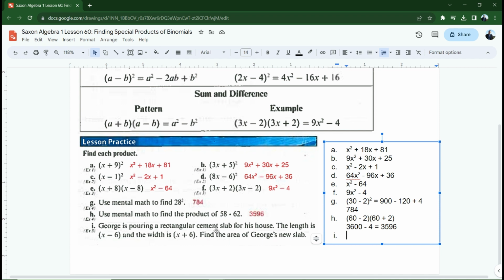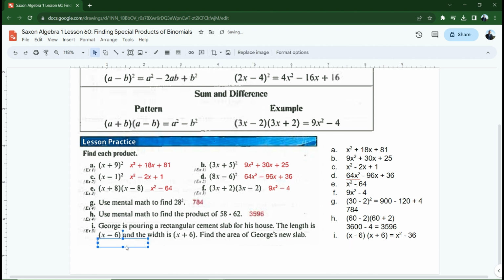George is pouring a rectangular cement slab for his house. The length is x minus 6 and the width is x plus 6. Find the area of his new slab. Well, it's going to be x minus 6 times x plus 6. That's a special product. That's going to be the first number squared, x squared, and then minus the second number squared, 36. Let's see if we got that one right.